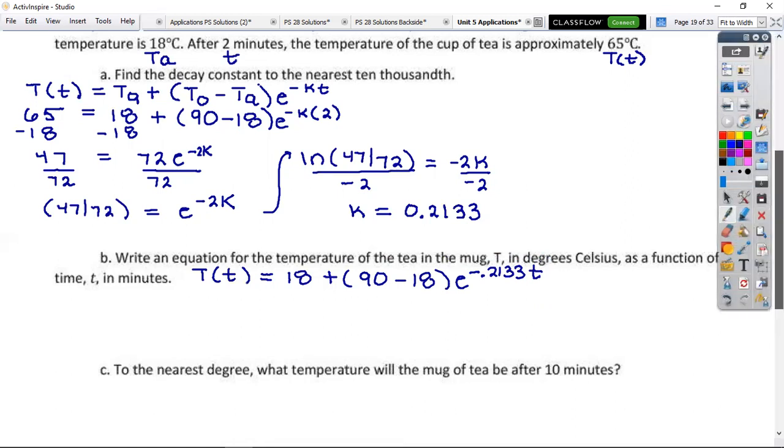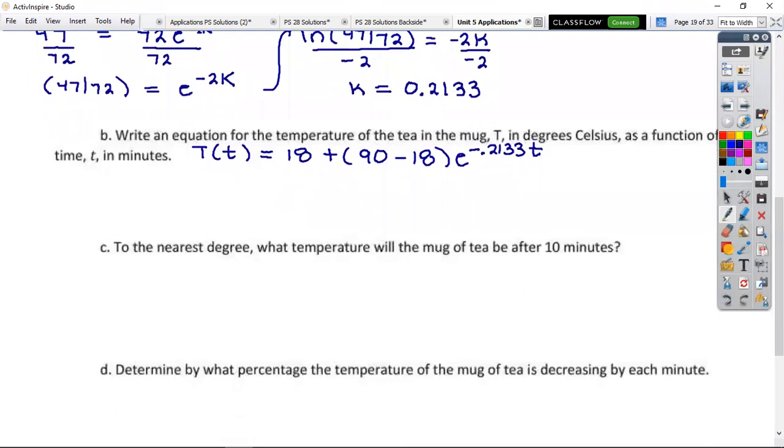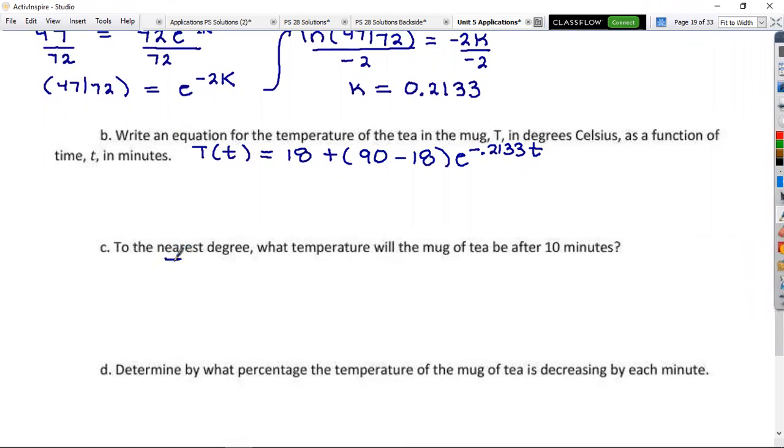So that follows with part C. To the nearest degree, what is the temperature of the tea after 10 minutes? So that's going right into that equation now. So I'm going to go T of 10 is equal to 18 plus. I'm going to simplify that now. 72 e raised to the negative 0.2133 times 10. If someone has this yet, you're just going to type it right in.